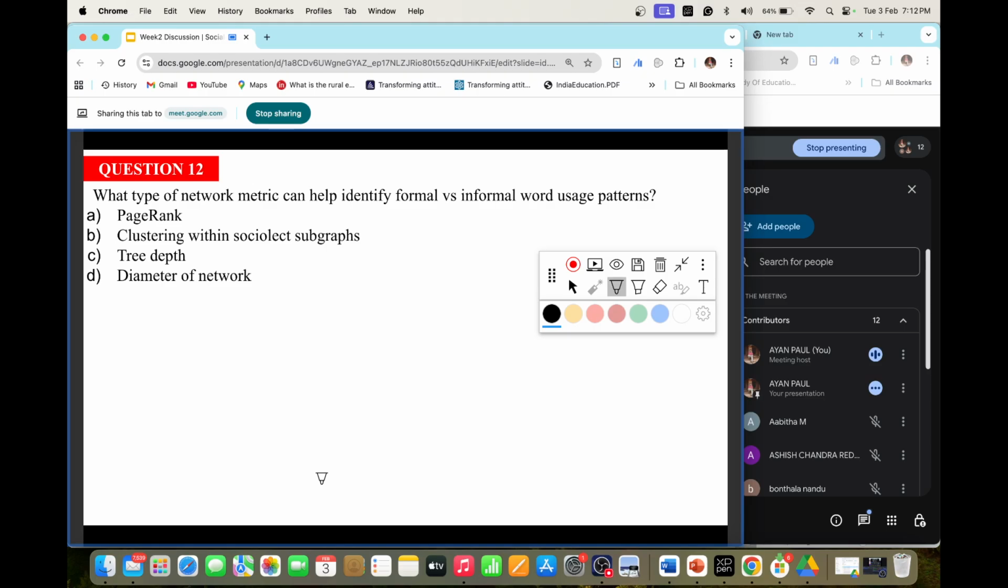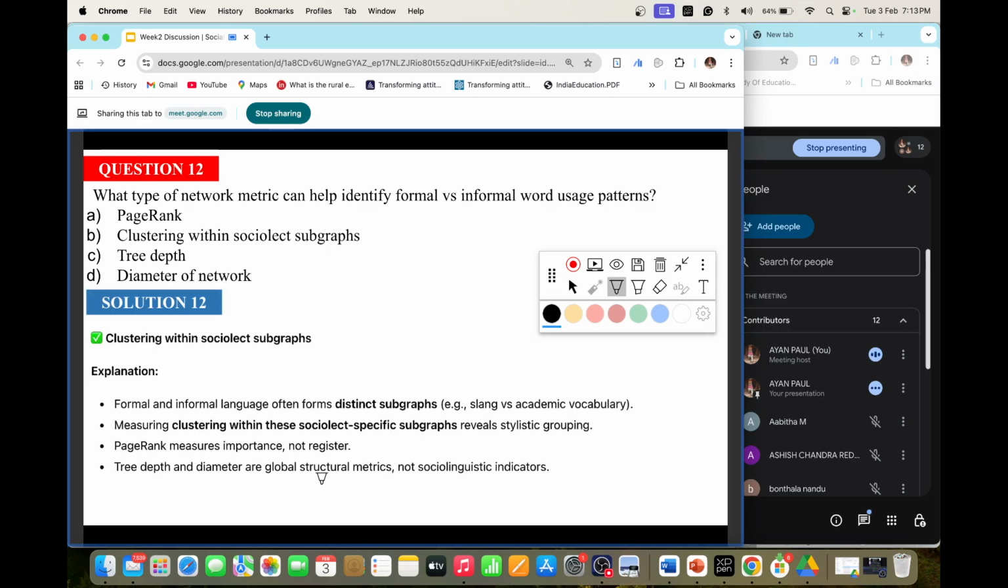Now let's move on to the last question of this case. What type of network metric can help identify formal versus informal word usage patterns? PageRank, clustering with sociolect subgraphs, tree depth, and diameter of network. This we have discussed during our theory, right? During our theory of this case, that is clustering with sociolect subgraph.